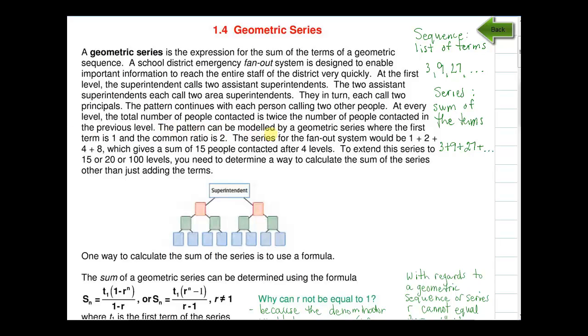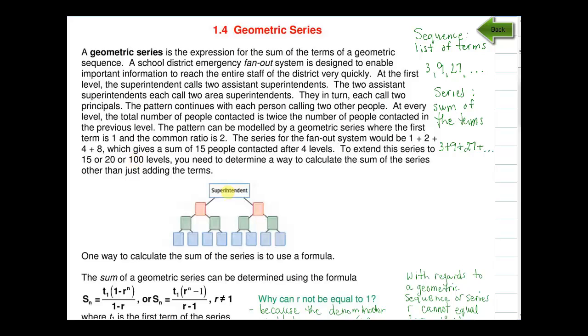The pattern can be modeled by a geometric series where the first term is 1 and the common ratio is 2. The series for the fan-out system would be 1 plus 2 plus 4 plus 8, which gives a sum of 15 people contacted after 4 levels. To extend this series to 15 or 20 or 100 levels, you need to determine a way to calculate the sum of the series other than just adding the terms. That is because it becomes quite laborious to work out what the sum of 100 levels would be.